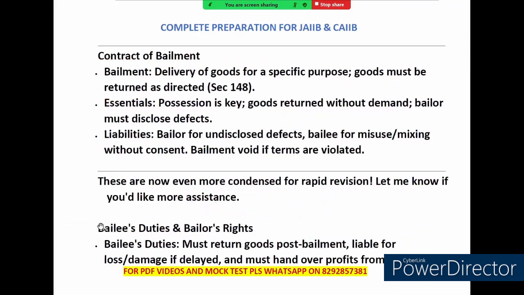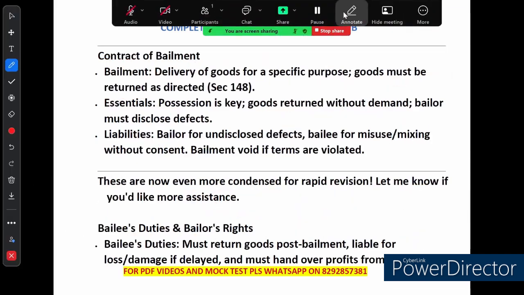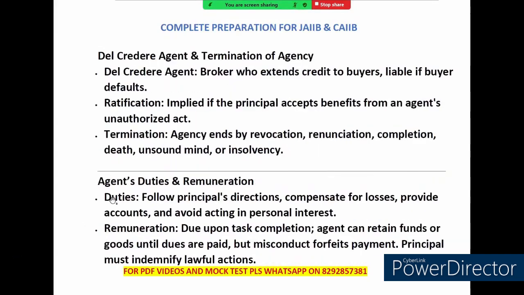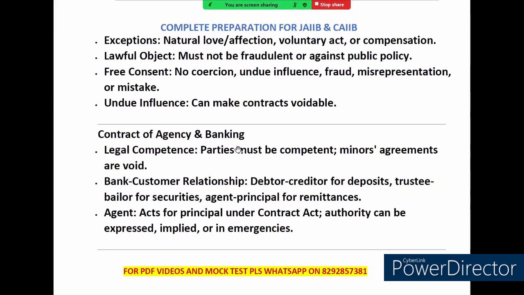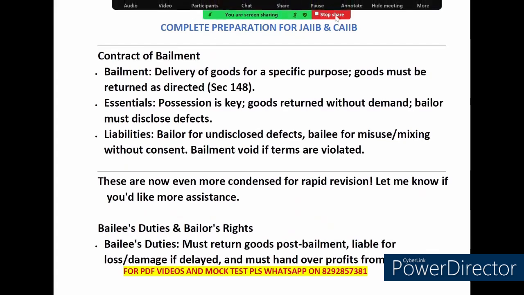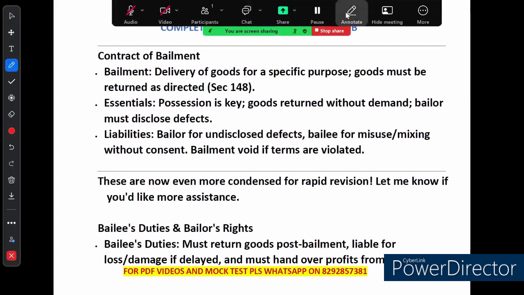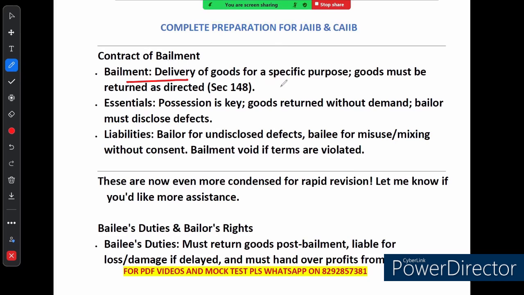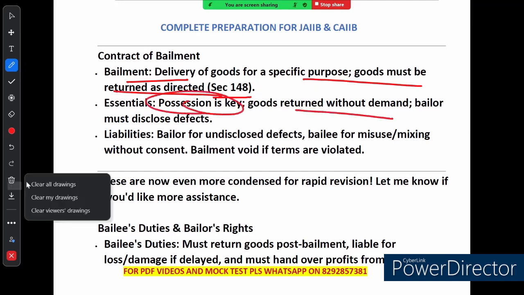Now let's discuss the contract of bailment. What we have discussed in the previous slide is the agent's duty and the contract of agency in banking. Now we are switching over to the contract of bailment. Bailment means handing over goods for a specific purpose, and the goods must be returned afterward, as directed in Section 148. For bailment to work, possession of the goods is the key. Possession is the key, as you can see written here.